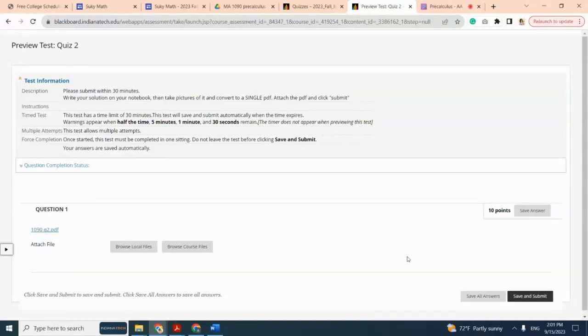But if you use more than one attempt, just email me and tell me what's going on. So maybe your Wi-Fi is not stable or your computer is slow. But just send me an email, okay? So I know you used more than one attempt. Okay, so that's your quiz.